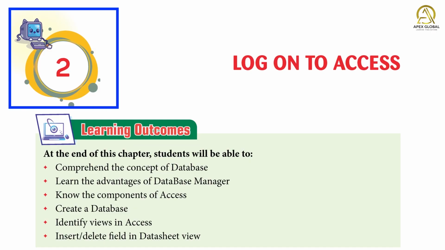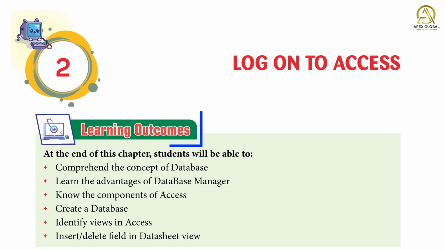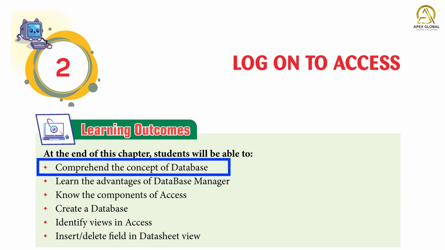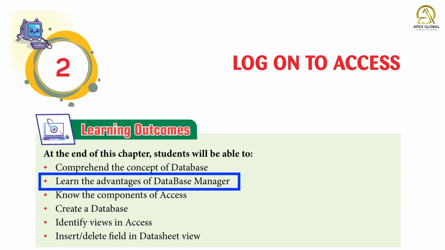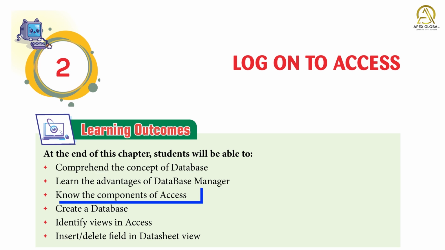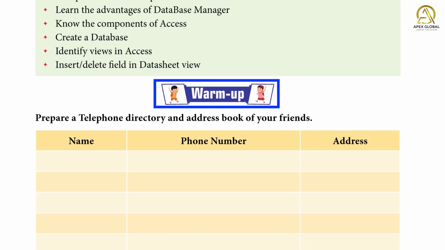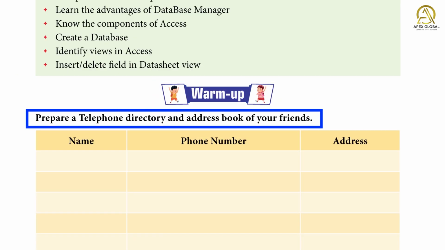Chapter 2. Log on to Access. Learning outcomes. At the end of this chapter, students will be able to comprehend the concept of database, learn the advantages of database manager, know the components of Access, create a database, identify views in Access, insert and delete fields in datasheet view. Warm up. Prepare a telephone directory and address book of your friends.